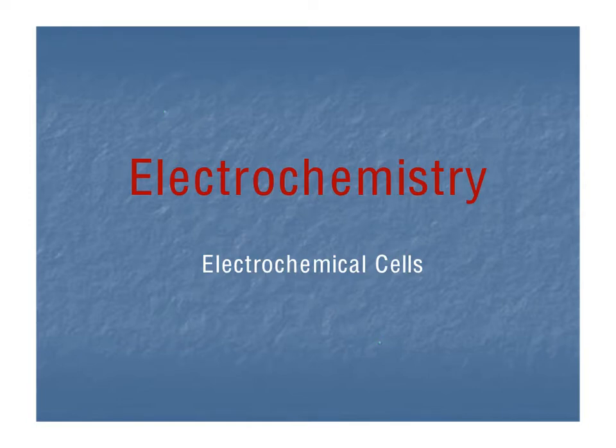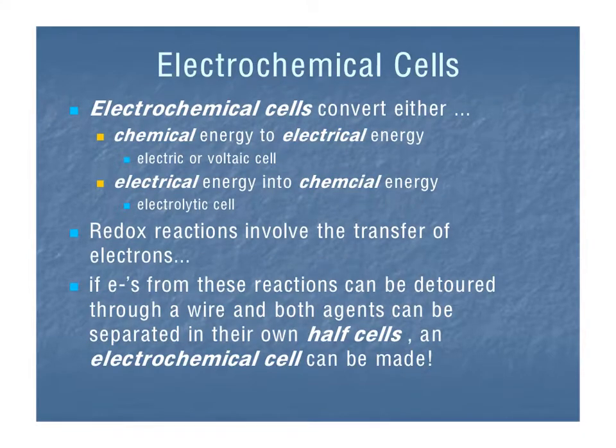Now let's talk about the application of redox chemistry. This will be in terms of electrochemical cells. In general, there are two types of electrochemical cells. There is what's called electric or voltaic cells.